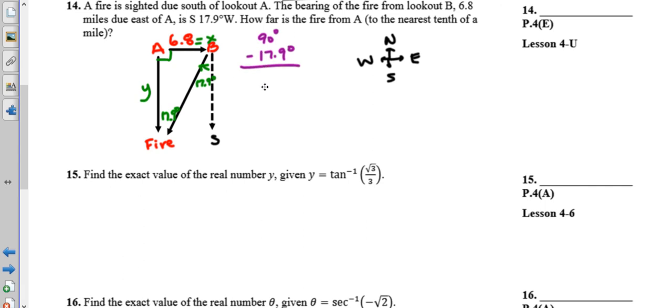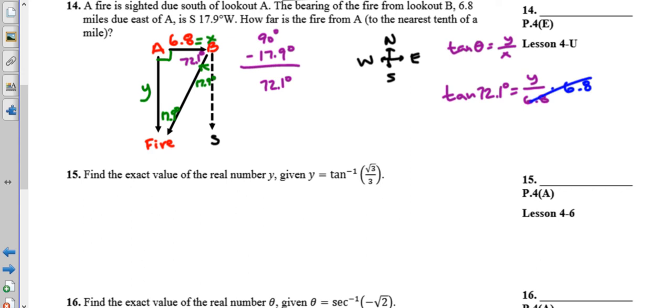So when I subtract this, I believe you get 72.1 degrees. That's the angle we're actually going to use. So I want the y on top of the x. So tangent is y over x. Tangent is our angle that we're going to use here. So we're going to say tangent of 72.1 degrees equals y over our x, which is 6.8 miles. Our one step is going to be to multiply by that 6.8.